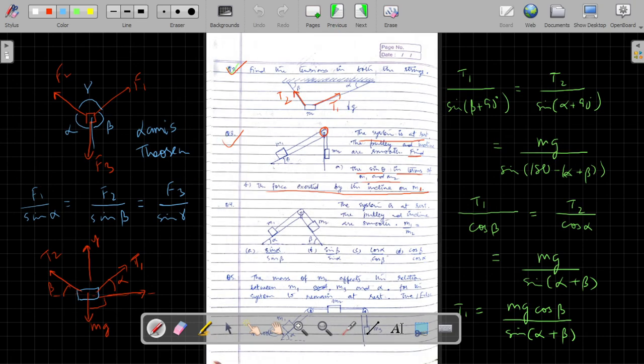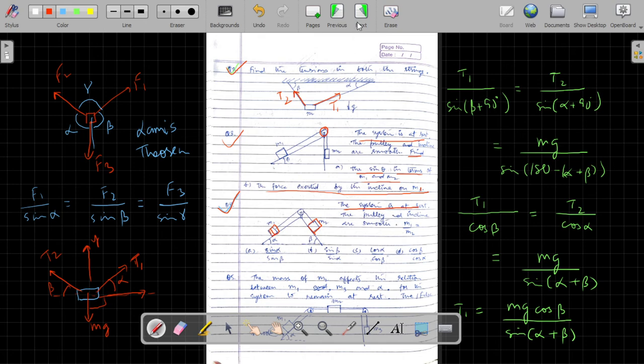Next question, that is question number 4. This is basically an extension of question number 3. Now there would be two inclines: incline A, which has a mass m1, and incline B, which has mass m2. Again, we are given that the system is at rest and the pulley and inclines are smooth. m1 upon m2 is to be found.